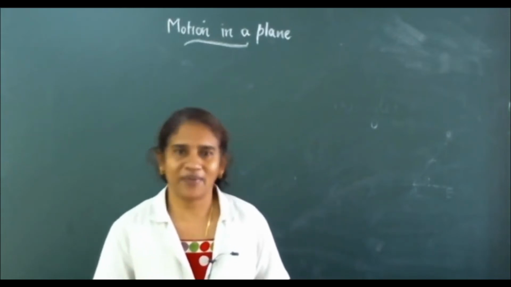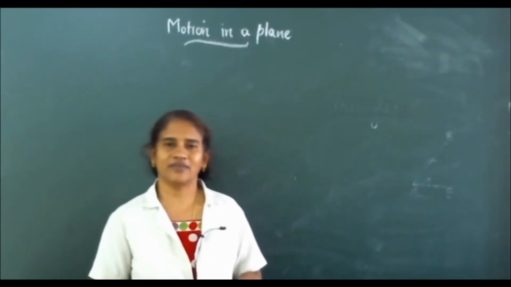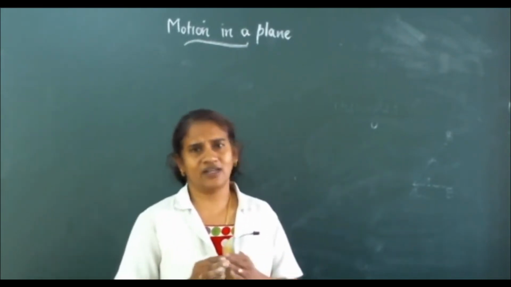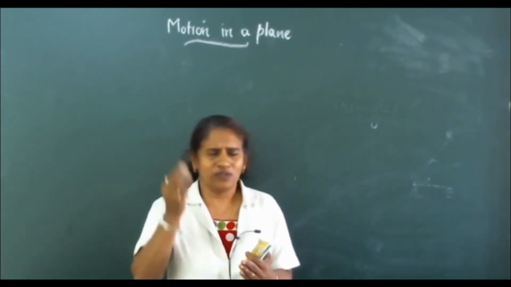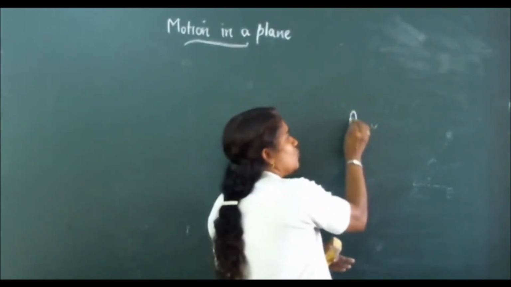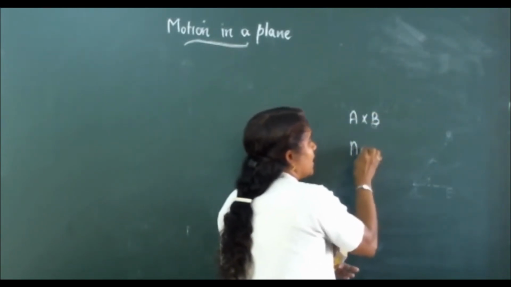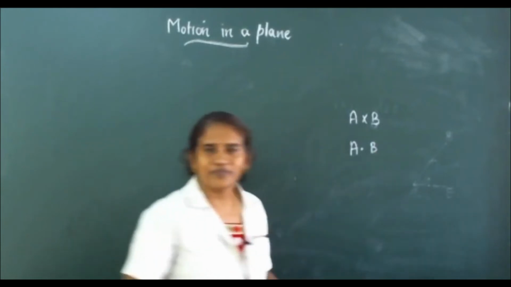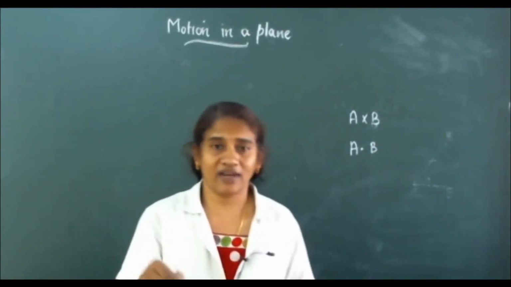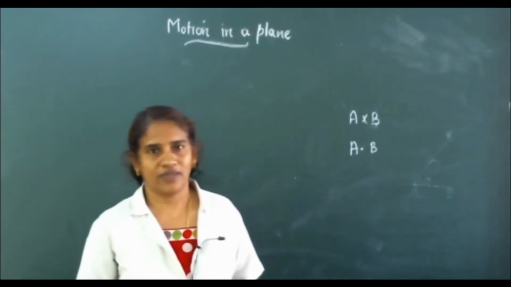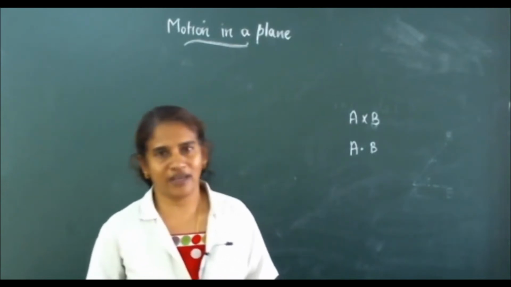Next is multiplication. Multiplication of two vectors. Not scientifically, but using common sense, when we write two vectors, we write A into B like this, as well as A dot B like this, isn't it? In mathematics we simply write either into or dot. But in the vector manner, both have different meanings.